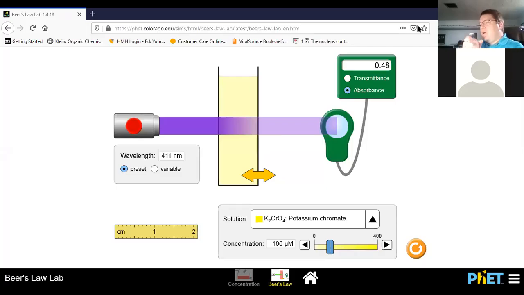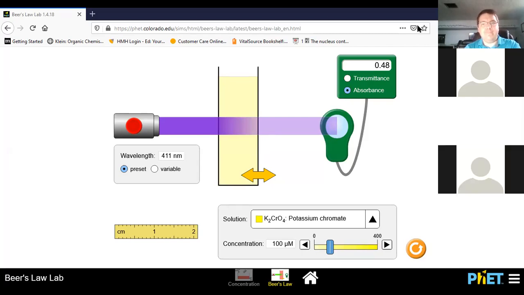Claire, what did you come up with for that last question? How would you describe the relationship between solution concentration and absorbance? I said as the concentration goes up, so does the absorbance. Okay, so it's a direct relationship. If concentration's up, absorbance goes up.